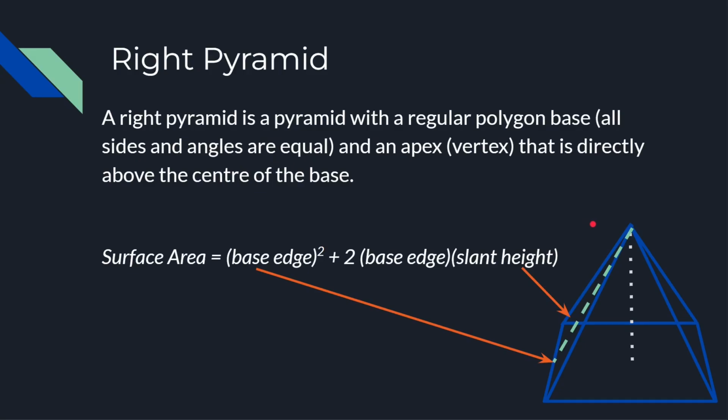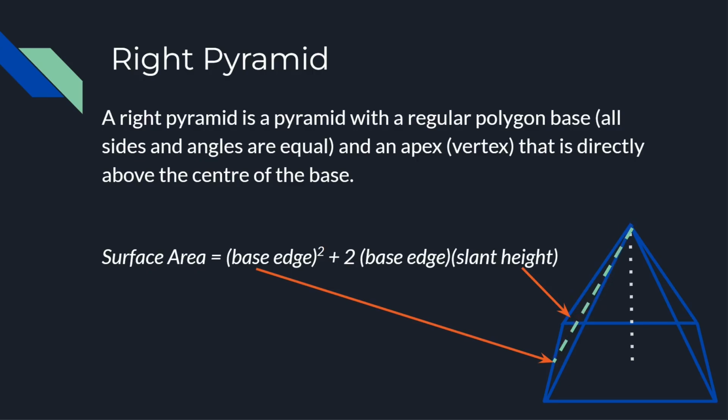The fourth shape we'll look at is called a right pyramid. A right pyramid has its apex directly above the center of its base, and the base is a regular polygon. In the case of a square right pyramid, the base is a square, and all the triangular faces are congruent isosceles triangles. The slant height is the height of each triangular face from the base edge to the apex.